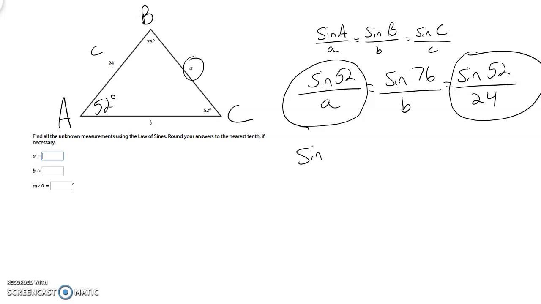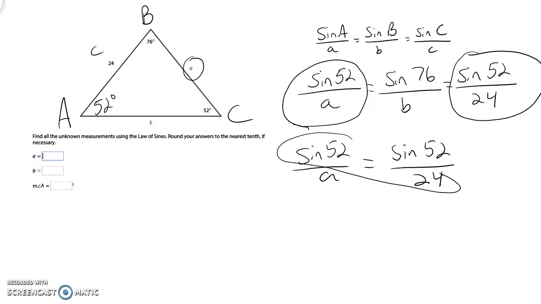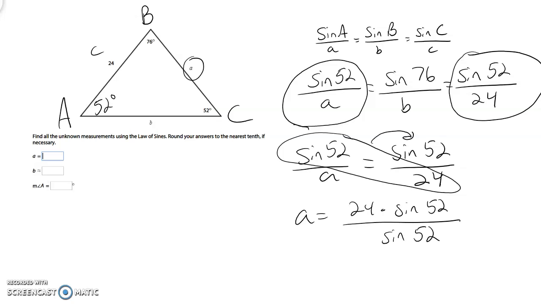So sine of 52 over A is equal to sine of 52 over 24, and if I cross multiply and then divide by that, A is equal to 24 times the sine of 52 divided by the sine of 52. You can take your calculator and type that in just like that, and you should get A is equal to 24. I also know that's 24 because these end up just canceling, so you get A is 24.